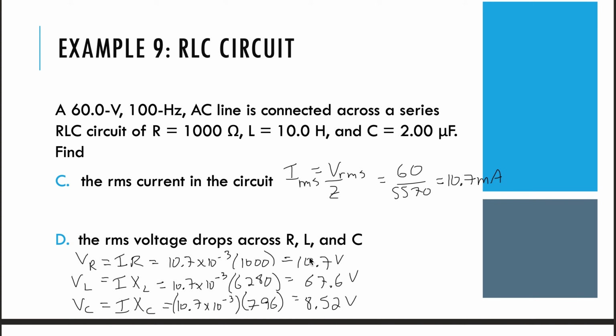So you can see that the voltages definitely don't add up to the 60 volts, but that's because they're not in phase. They don't reach their maximum at the same time. That's all for this section. In the last section, we'll be looking at resonance in our AC circuits.